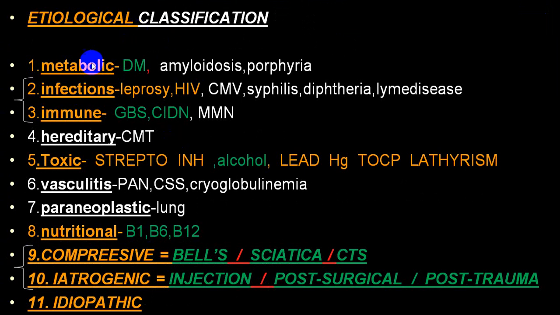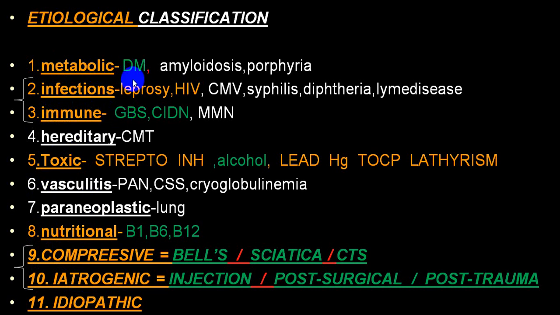Etiological wise, by and large, I put it into these two. This will be acute variety like infection, immune, or we call autoimmune groups, compressive groups, and iatrogenic groups. These are common in acute variety, while others will go into what we call subacute or chronic variety like metabolic, and the most common is diabetes mellitus.